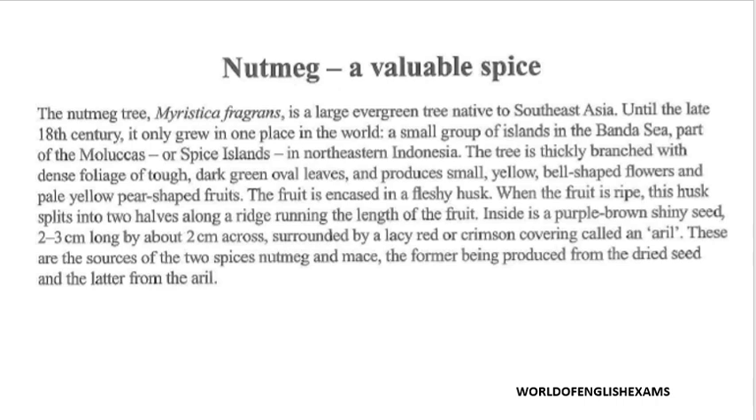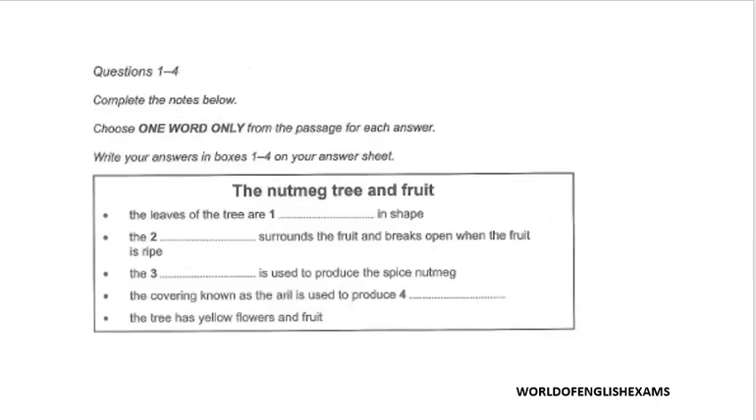Now let's continue. The fruit is encased in a fleshy husk. So what's the layer called? It's a husk. Now if you see, the next sentence says, when the fruit is ripe, this husk splits. Splits is a synonym for break into two halves. So basically the answer is a fleshy husk. However, when you look at the word limit, it says one word only. That's the reason you need to write the answer as husk. Now proceeding to the next question.